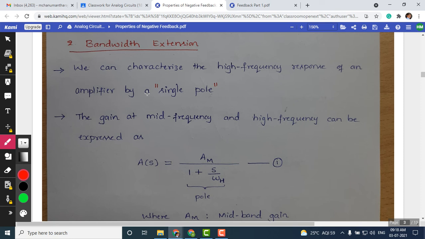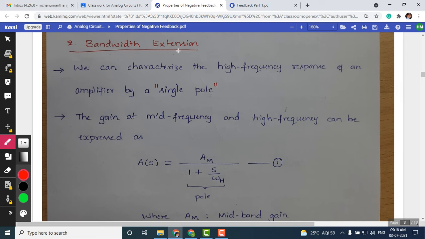All right, let us move on to the second property, bandwidth extension. This is also an important property. From this property, we will illustrate how bandwidth gets extended by using negative feedback. A bit of assumptions are required. A few equations I am using from the textbook of Sedra Smith.